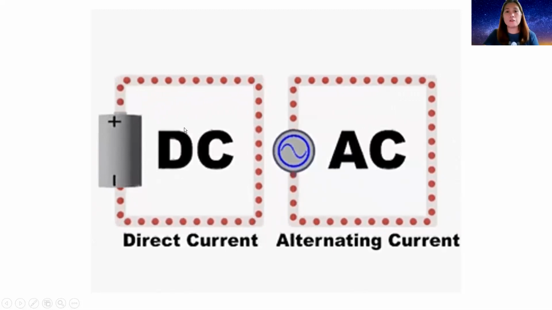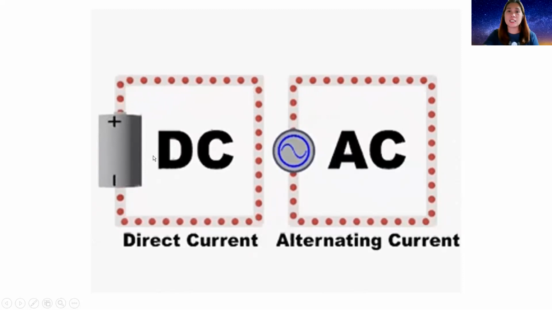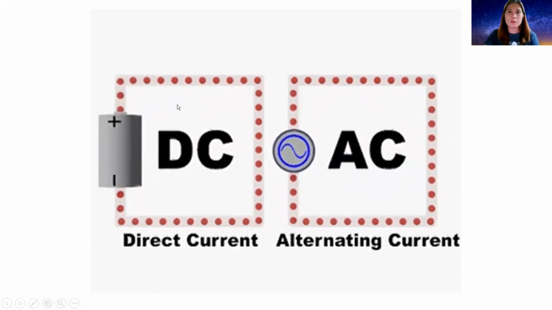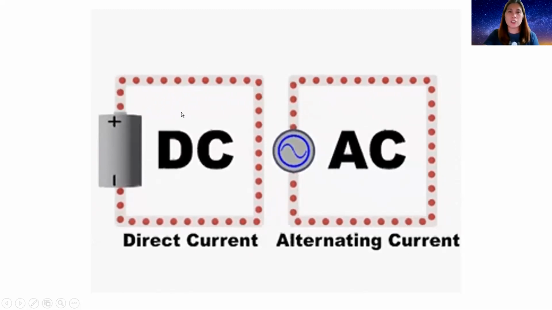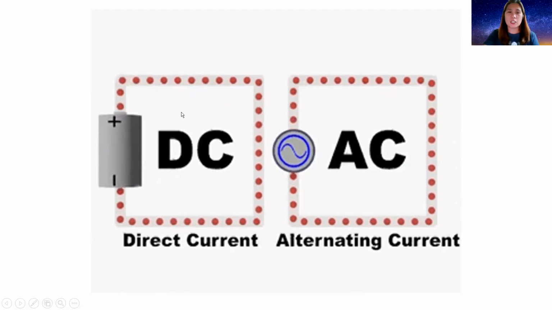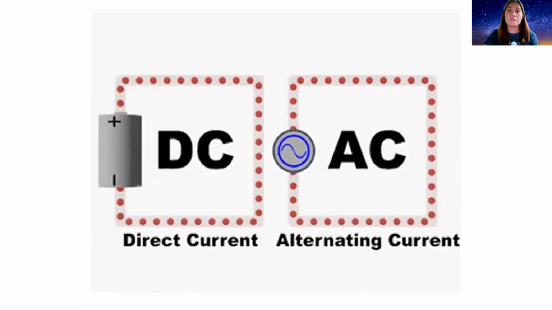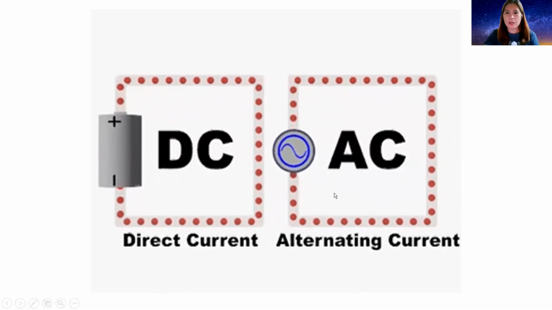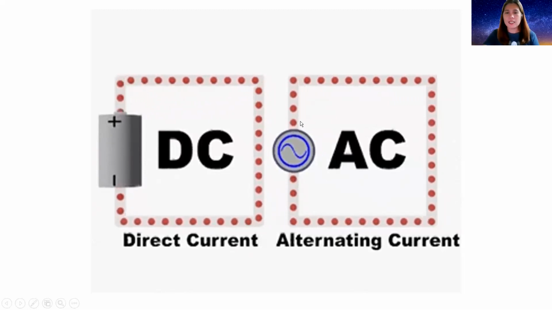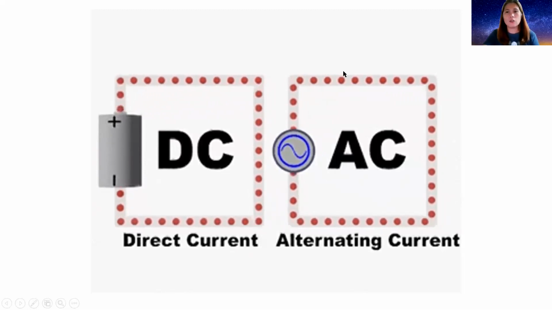This is what we call conventional current. I will discuss it in a while. So again, these are not electrons, but this is a conventional current, which is composed of positive charge carriers. If you look at the charges here, they're moving in one direction only. That's for direct current.